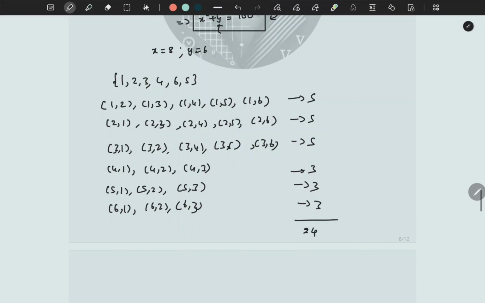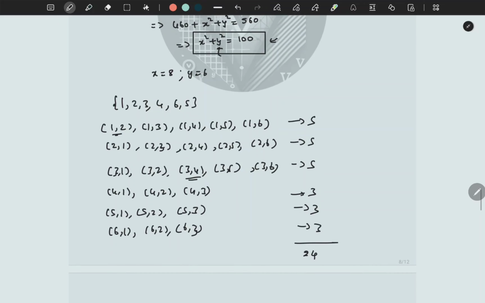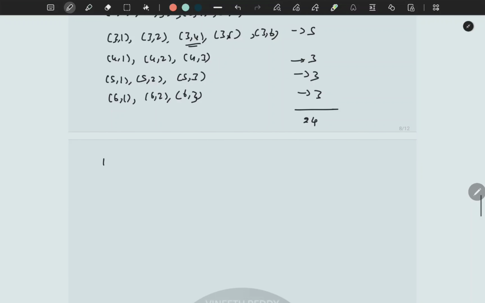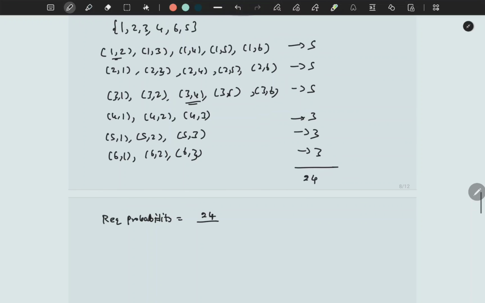So the two chosen numbers can be 1 comma 2, or 3 comma 4. In any of these cases you can see that the smallest number between the two is definitely less than 4, right? So these are the total number of favorable cases. So the required probability will be favorable cases over total cases. Favorable cases will be 24. And what will be the total number of cases, dear students?